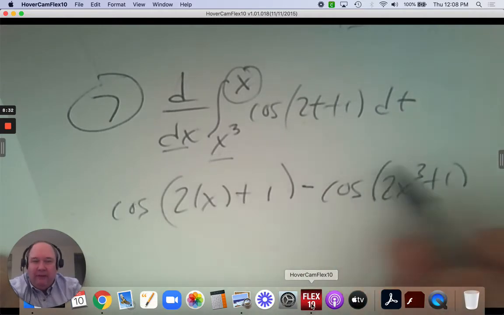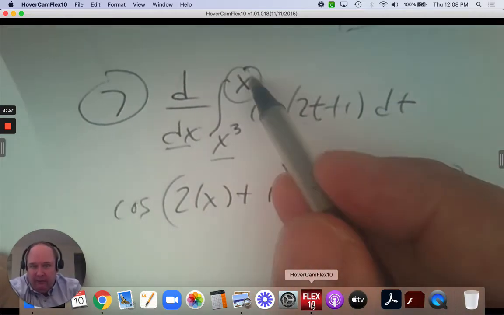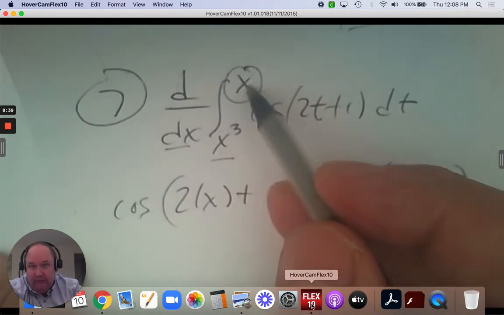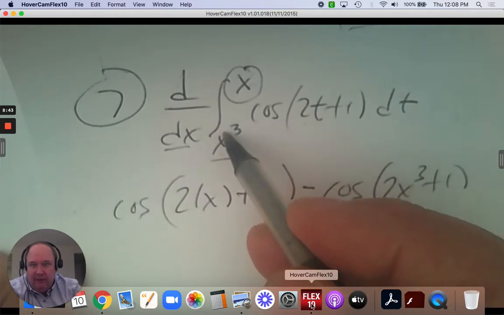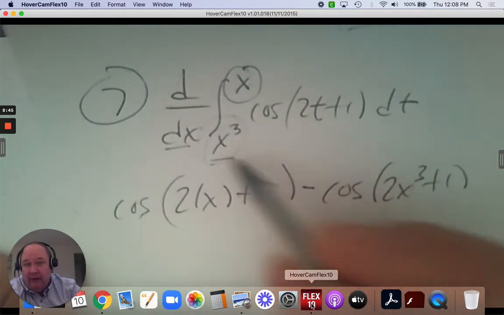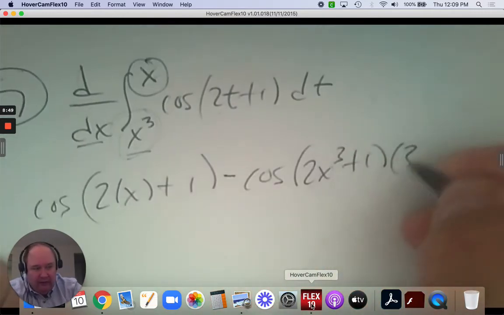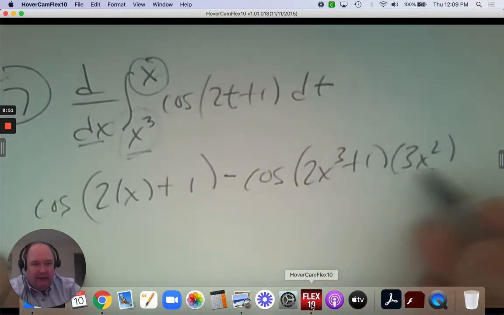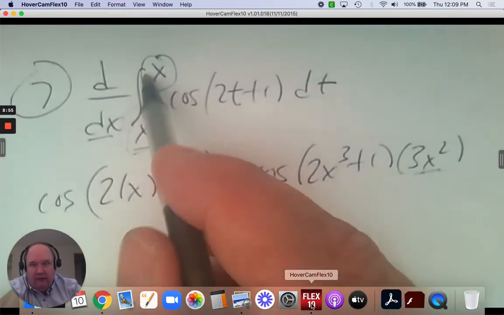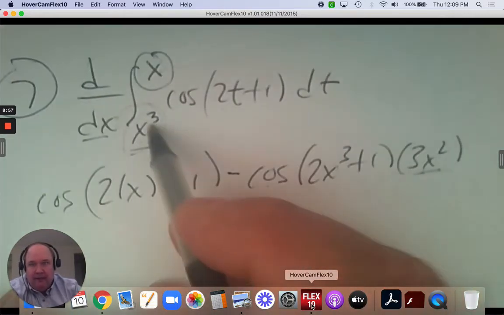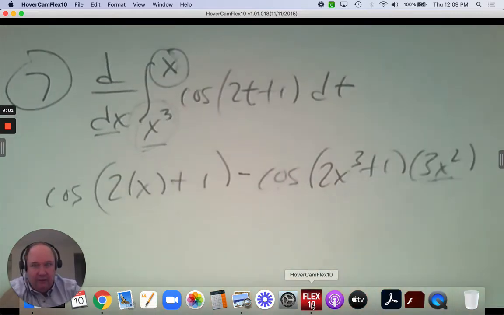What you have to be concerned about after the substitution is the hook on, if there is one. So the upper limit, the hook on, the derivative of x is 1. So that doesn't change anything in terms of multiplying by 1. But the lower bound, the lower limit, the derivative of x cubed is 3x squared. So it's that hook on that comes from the bound that you have to be careful about. So it's the top, subtract the bottom, and then there's a hook on factor that you have to be aware of. So there's your answer.